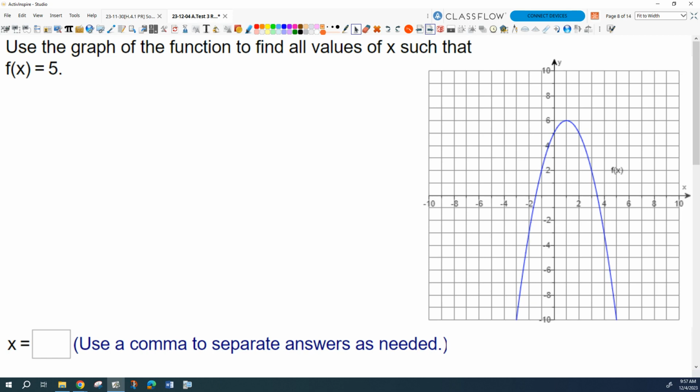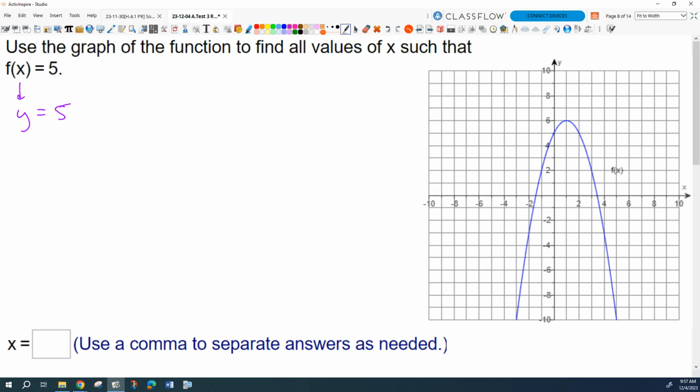Okay, so now what's that telling us? f of x equals 5. Is that an input or an output? Output. Is it an x or a y value? Y value. Remember, f of x is just a fancy name for y. So we want all the places where y is equal to 5.